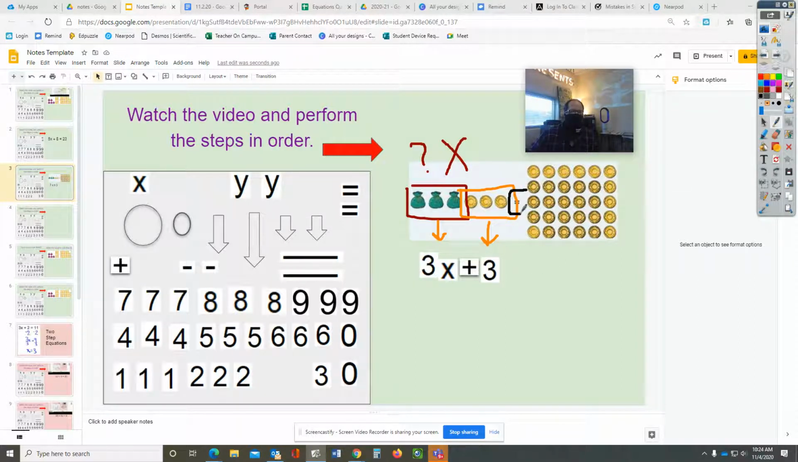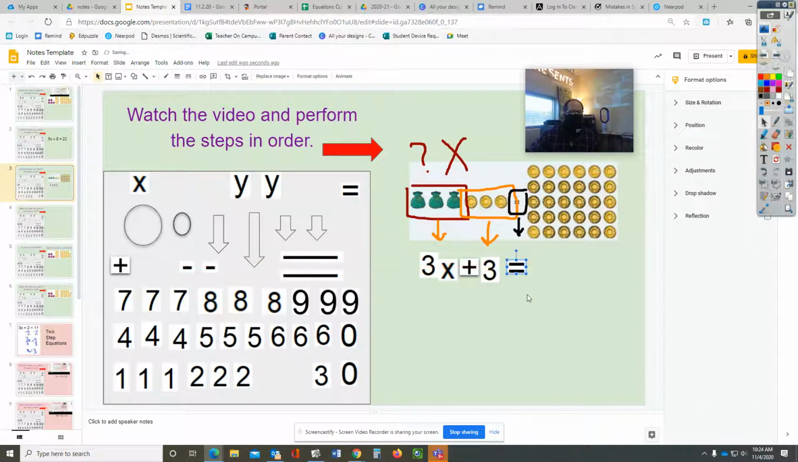Now I also have to bring down my equal sign. You always bring the equal sign down. You've got to keep that between it. That's what makes an equation. So I'll click on my equal sign here, drag it down, and there's the left side.